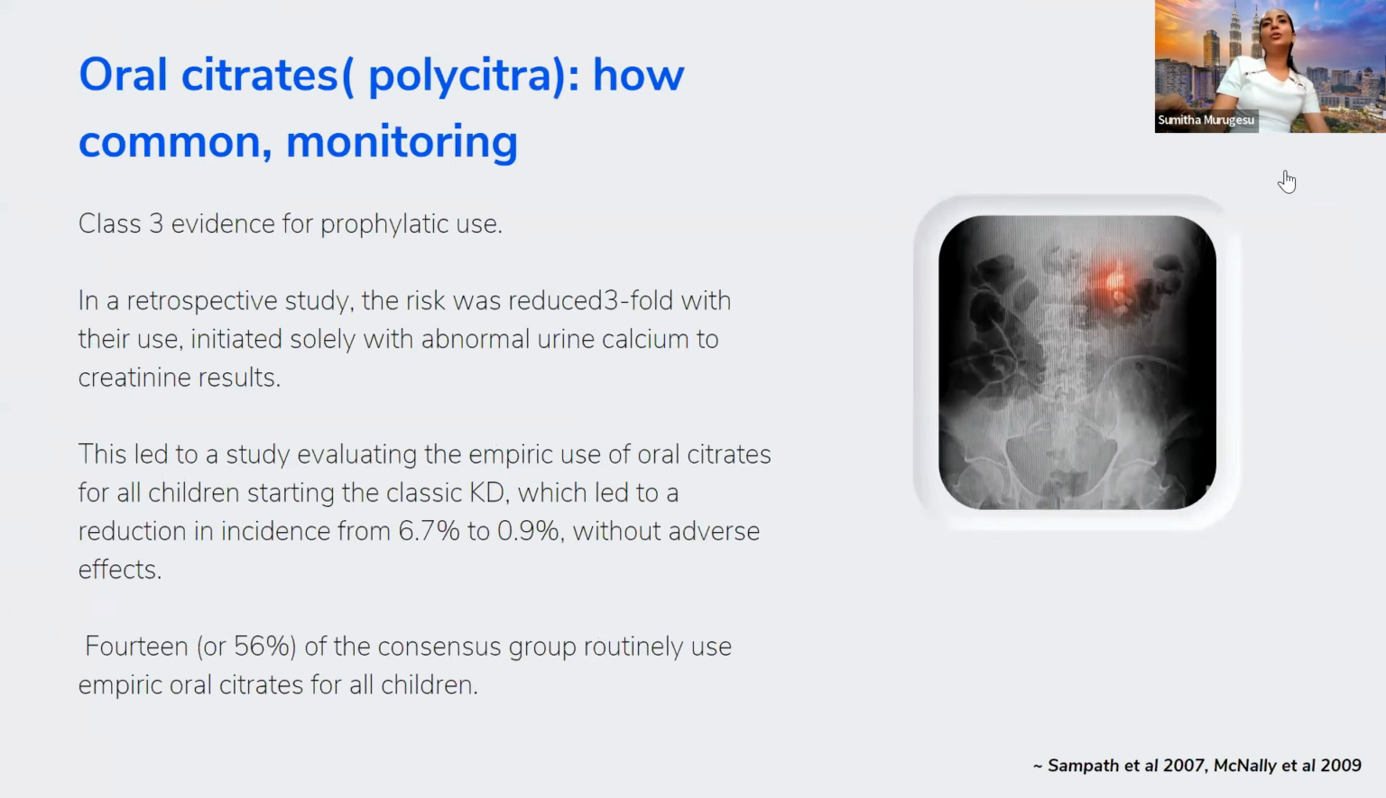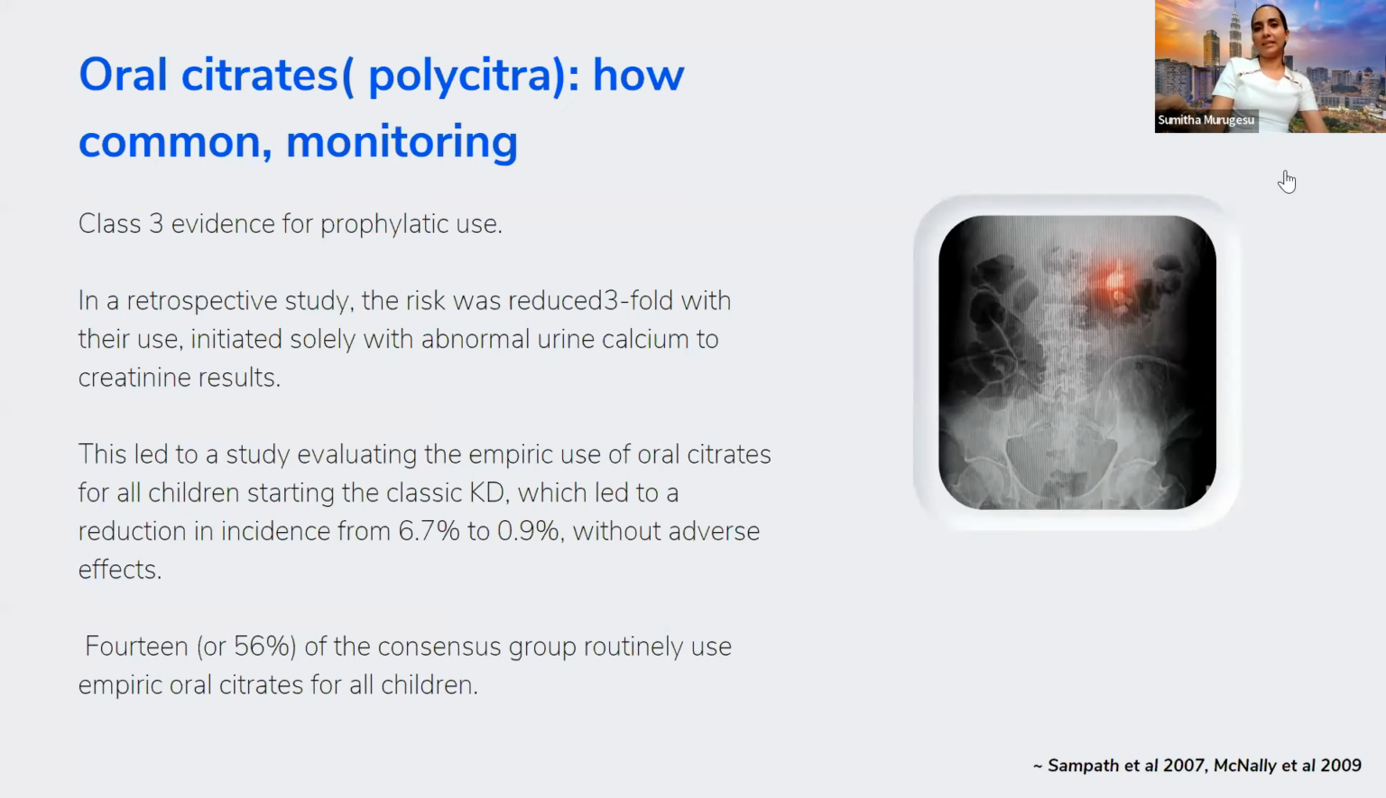Oral citrates or urine alkalizers. There is class 3 evidence for their prophylactic use. There was a retrospective study that showed the risk was reduced 3-fold with the use, initially based solely on urine calcium to creatinine results. This subsequently led to a study evaluating the empiric use of oral citrates for all children on the diet, which led to a reduction in incidence from 6.7 to 0.9% without any adverse effect.